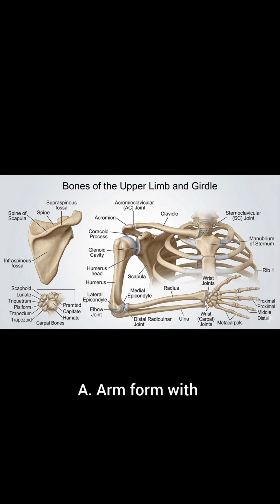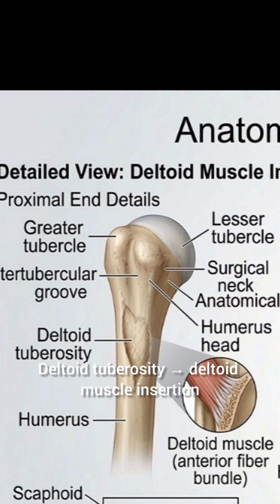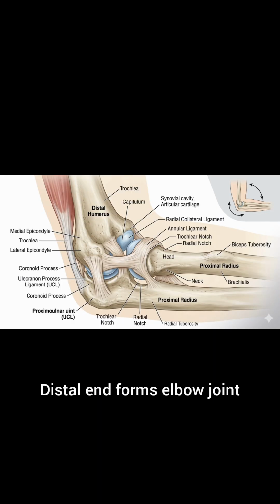A. The arm is formed by 1 long bone, that is humerus. Important features. Head articulates with scapula. Greater and lesser tubercles: muscle attachment. Deltoid tuberosity: deltoid muscle insertion. Distal end forms elbow joint.